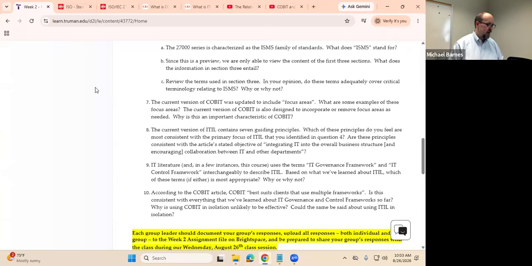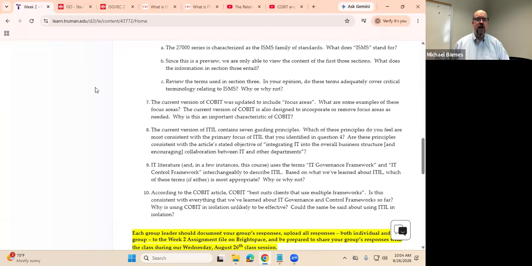All right. So it's important to note that within the article, they actually said that the current version is also designed to incorporate or remove focus areas as needed. Now, this is the payoff question. This is the one that's really, really critical with respect to this. Why is this an important characteristic of COBIT? And Sadie did such a nice job of answering that. We're going to stick with you on this one. With COBIT being designed to incorporate or remove focus areas, it's important because it allows COBIT to stay aligned with emerging trends, new research, and ongoing feedback. All right. So good definition.